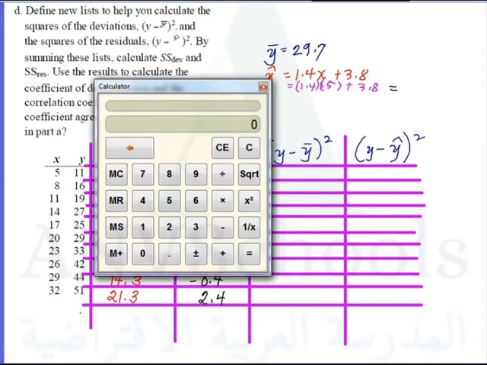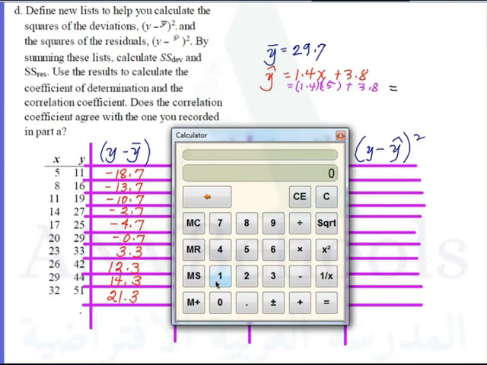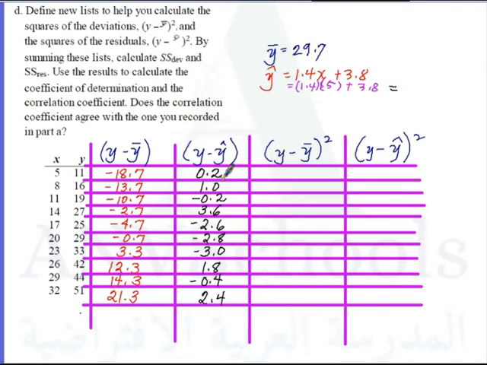For instance, let me compute this for a while. That's 1.4 times 5 equals 7, plus 3.8 equals 10.8, minus your y, which is 11, or 11 minus 10.8, that's equal to 0.2. That's why we have 0.2 here. Okay, and so on and so forth.